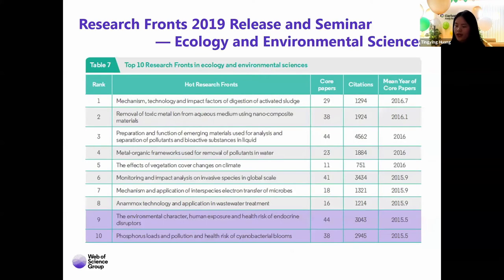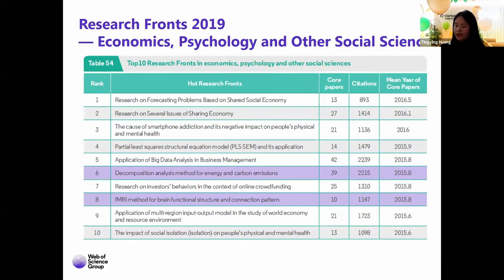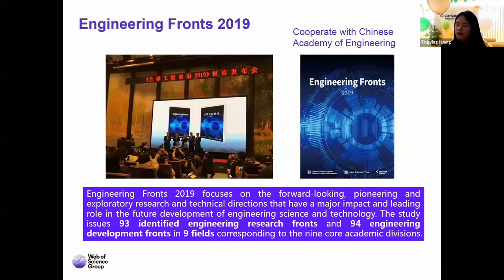The list here shows us the research fronts in ecology and environmental science from last year's report. And here you can find the research fronts in economics, psychology, and other social sciences. Topics like the sharing economy and big data analysis, hot topics in our everyday life, rank very high among the list here. Clarivate also collaborates with the Chinese Academy of Engineering to publish engineering fronts reports every year.